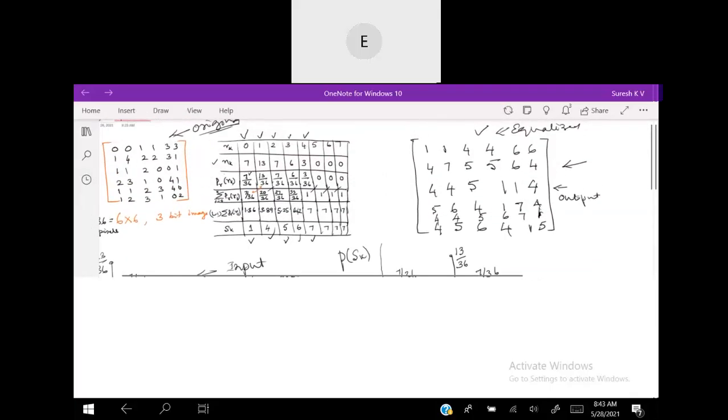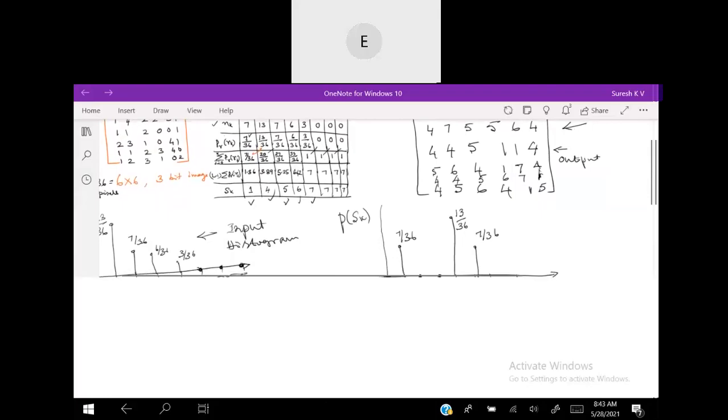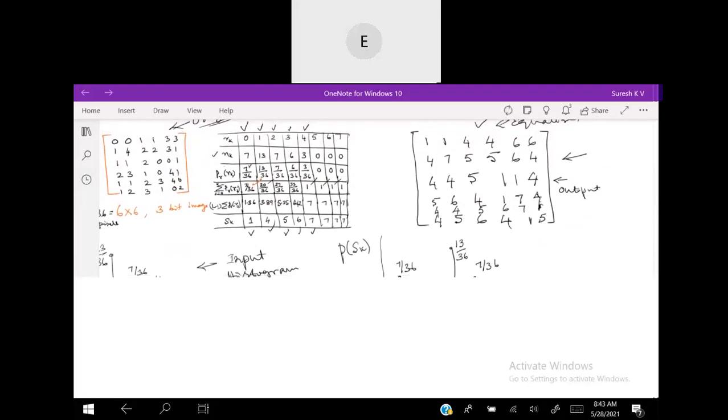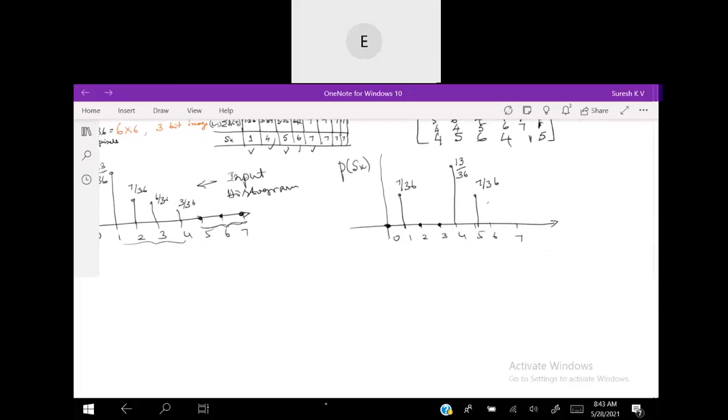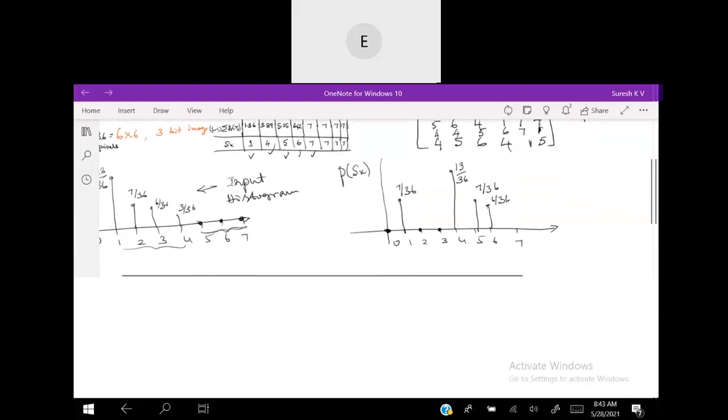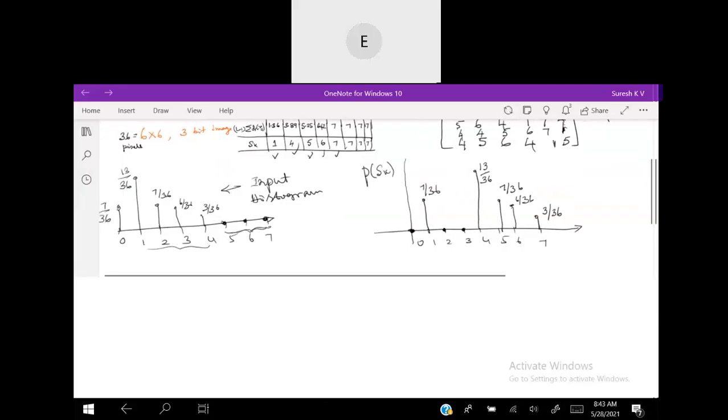Number of 6's. 1, 2, 3, 4, 5, 6. So 6 by 36, slightly lesser than this. And number of 7's. 1, 2, 3, 3 7's are there. So 3. Coincidentally, in this case, the values are matching with the input values, but don't think of this as always true. Okay. So this is the output image.